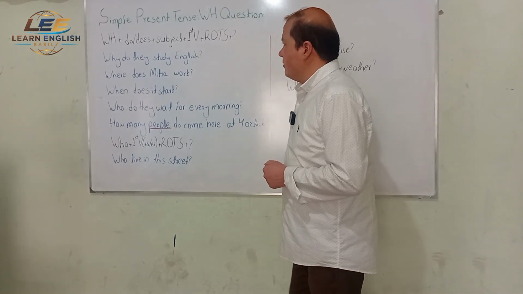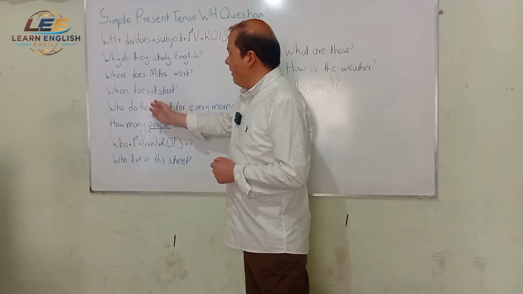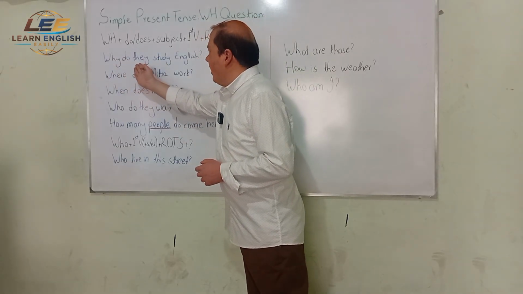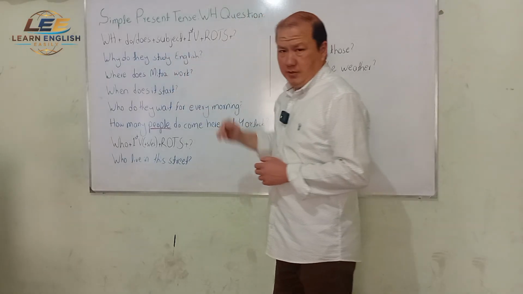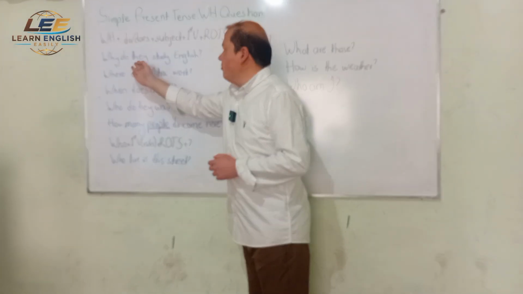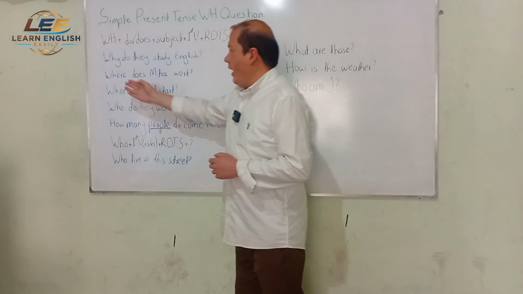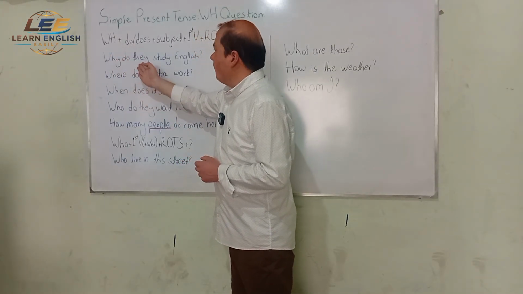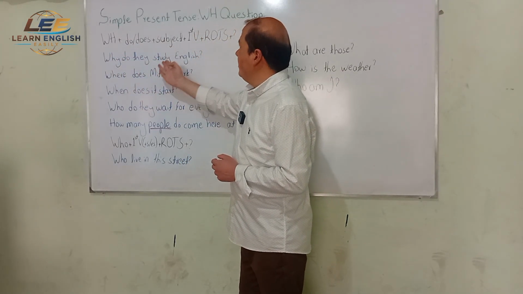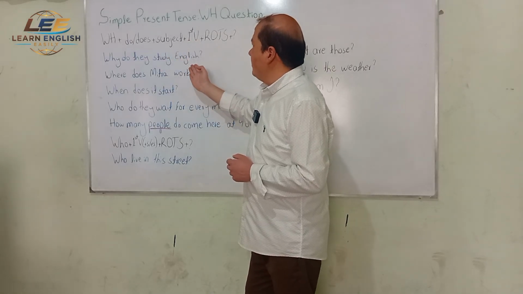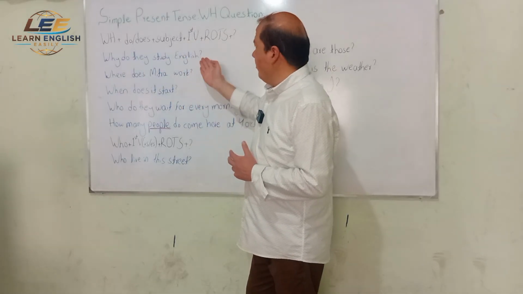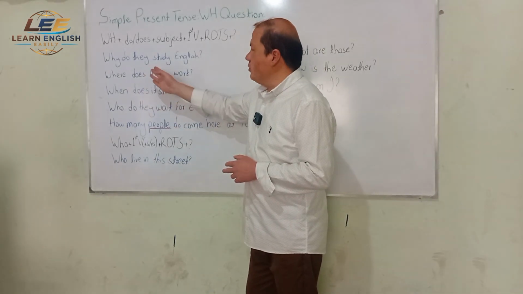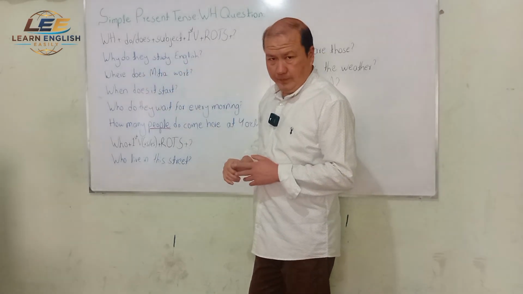Let's have some examples. The first example we have is: Why do they study English? So we have why, which is the WH, then we have do, which is the helping verb, we have they, which is our subject, we have study, which is the first form of the verb, and we have English, which is the rest of the sentence here, and then finally we have the question mark. So, why do they study English?